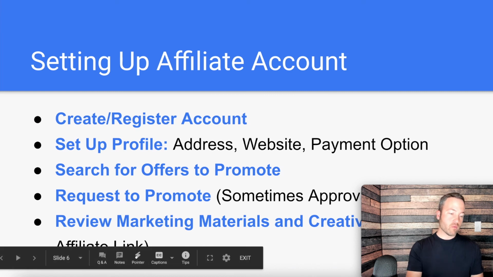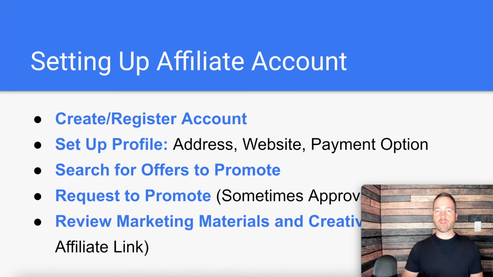Request to promote, and then review, marketing material. So they're going to give you access to email swipes and pictures, all sorts of different stuff that you can use to actually promote their products, sometimes including your affiliate link. It depends on what product it is, what company, where you get that affiliate link. You're not always going to generate your link. Sometimes it's just generated for you. It just kind of varies, but you'll be able to find that.